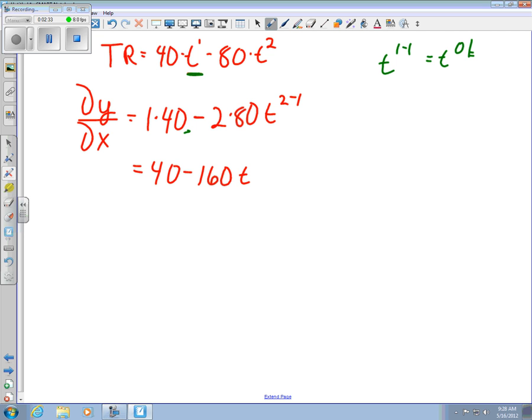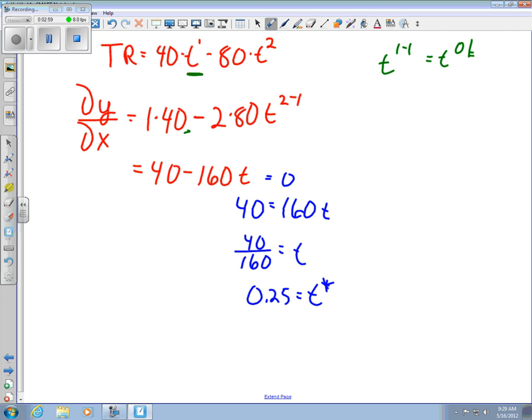How does tax revenue move with the tax rate? If we set this equal to 0, which is the next step, let's see, 40 equals 160t. 40 over 160 equals t, or 0.25 equals t star. So 0.25, or a 25% tax rate, is what's going to give us the maximum possible tax revenue.